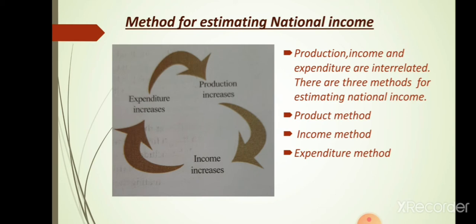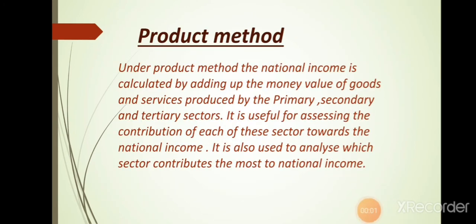There are three methods for estimating or calculating the national income. They are: first one, product method; the second one, income method; the third one, expenditure method. Let's see what is product method. Under product method, the national income is calculated by adding up the money value of goods and services produced by the primary, secondary and tertiary sector.